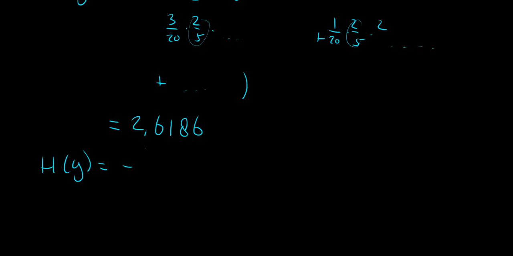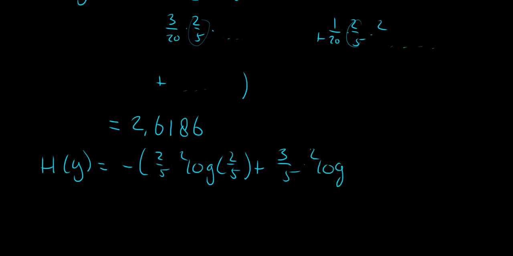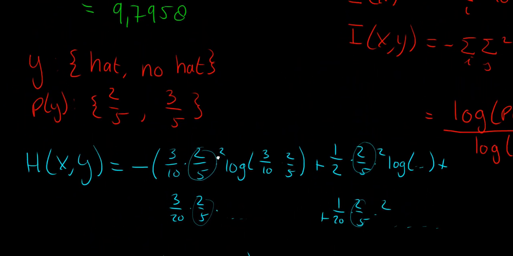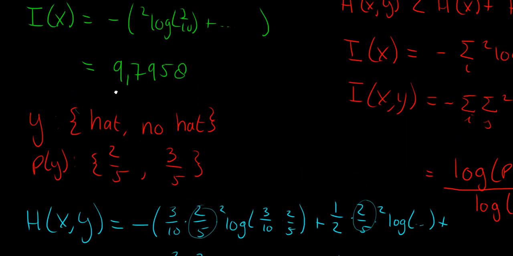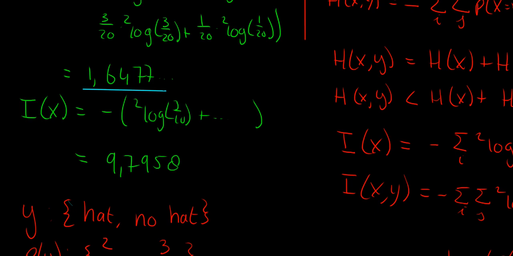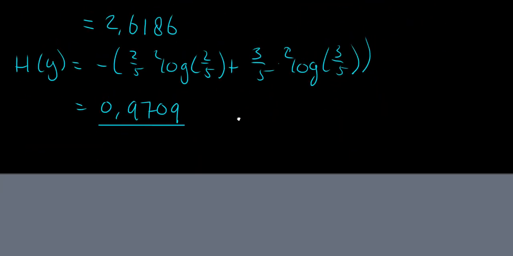And we can check that these are indeed independent, because if we also calculate the entropy for the hats, so minus 2 over 5 times log base 2 of 2 over 5 plus 3 over 5 times log base 2 of 3 over 5, this results in a value of 0.9709. And if we add this value with the value that we calculated up here, 1.6477, let's write those both down.